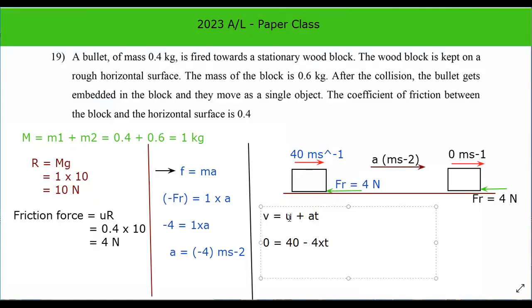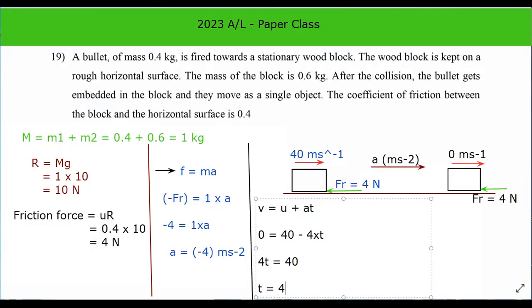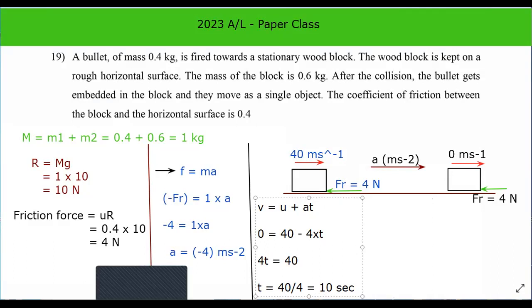So minus 40 goes to the other side as positive 40, equals 4t. The multiplication by 4 goes to the other side as division by 4. Then we get t equals 40 divided by 4, and 40 divided by 4 is 10. So what is the time taken for the object to come to rest here? 10 seconds. Who got this answer earlier than me, dear?